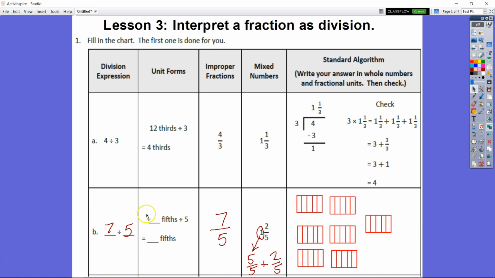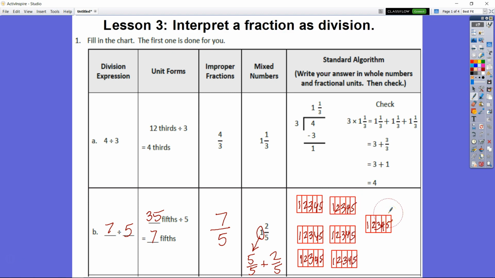That means I have 35 fifths, and if I divided it by 5, that means each person would get 1 for number 1, 2 for number 1, 3 for number 1, 4, 5, 6, 7. That first person would get 7 fifths, meaning that everybody, person number 2 would get 7 fifths. Same with person number 3. Person number 4 would get 7 fifths. And last but not least, person number 5 would get 7 fifths.